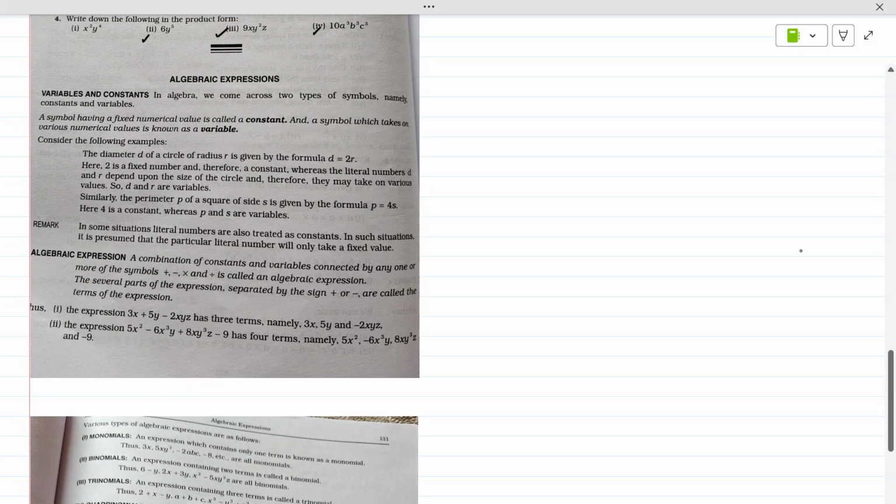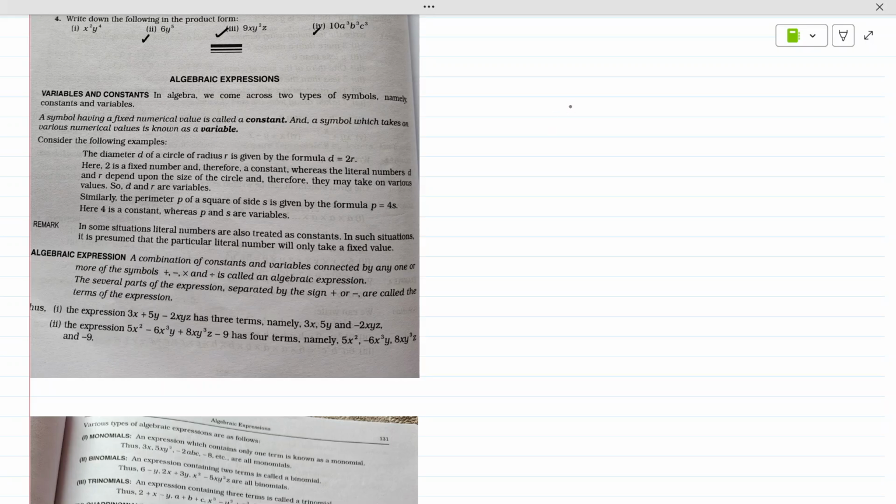Hello kids, in today's class we are going to move ahead in this chapter and we will learn more about algebraic expressions. So in our last class we have learned about the literals, we have learned about the variables and constants, and also we have seen what the algebraic expressions are. So let us go through the basic algebraic expressions first.